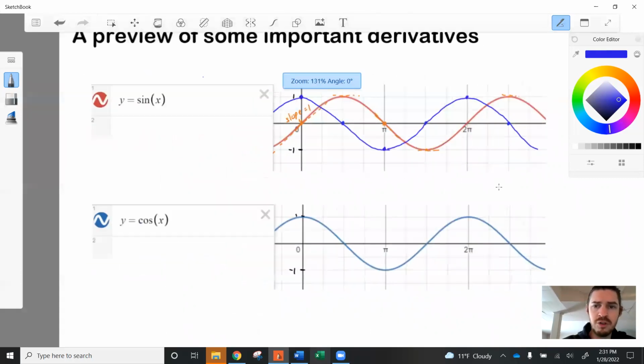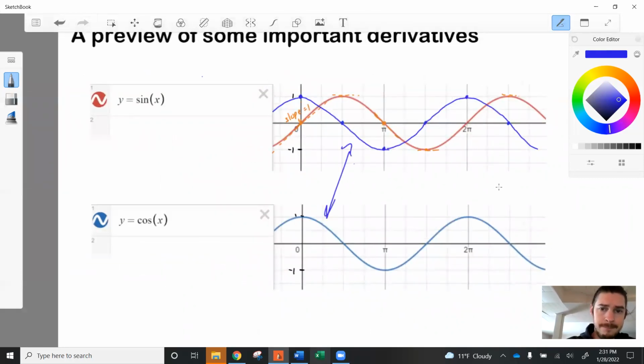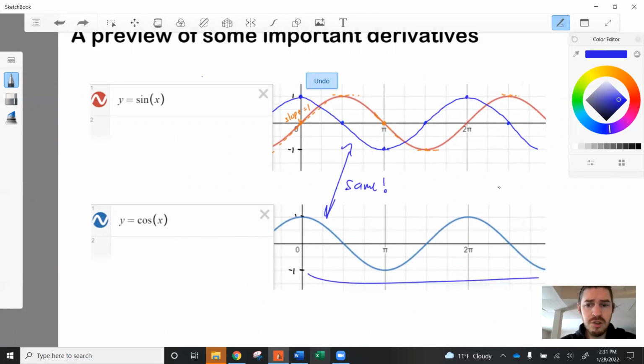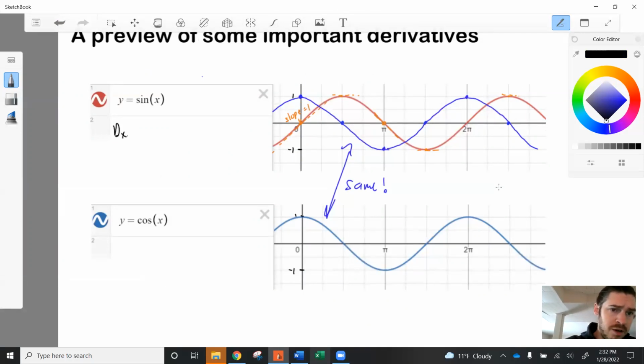Compare that to what's graphed directly beneath it. They're the same. This is the cosine function down here. And you can see that the derivative of the sine function matches exactly the cosine function. So we can write that over here. We could write the derivative of the sine function is equal to the cosine function. And that is true, as long as we're dealing with radians. As long as x is in radians.